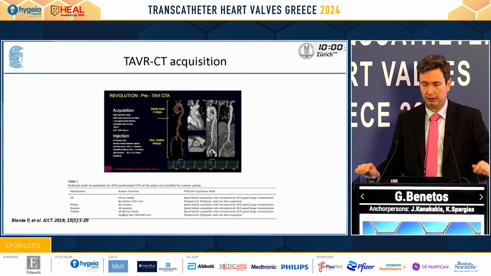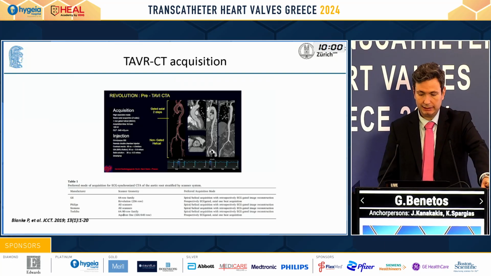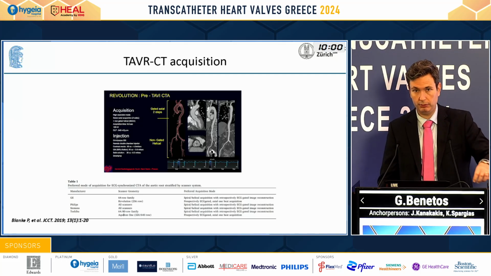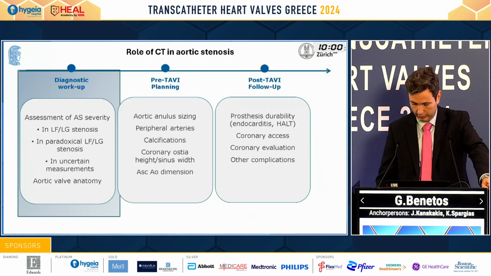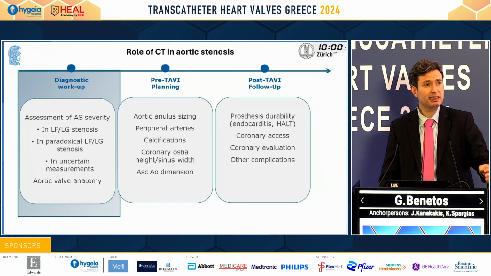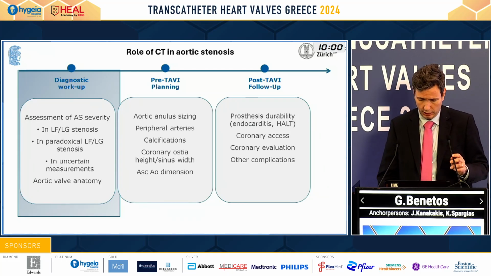Some technical aspects. When we talk about CT acquisition for TAVI, we actually have two steps. The first step is the gated acquisition at the level of the aortic annulus, and the second step is for the access, the non-gated helical acquisition of the arterial system. Both of them, of course, require contrast agent. This is the outline of my presentation.